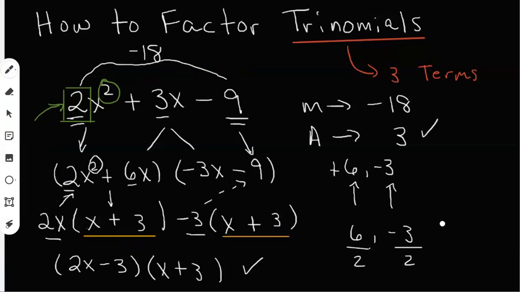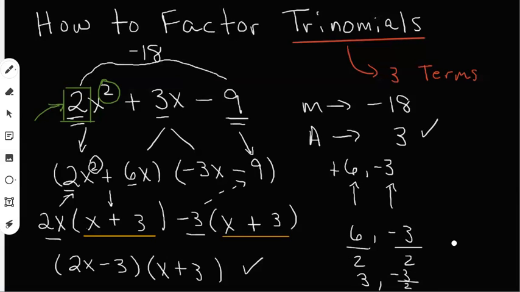Now, some of these fractions can be reduced down a little bit, but some of them can't. For example, what's 6 divided by 2? 6 divided by 2 is 3, right? And what's -3 divided by 2? Well, we can't really reduce that down any. So we're going to keep that the same, -3 over 2.